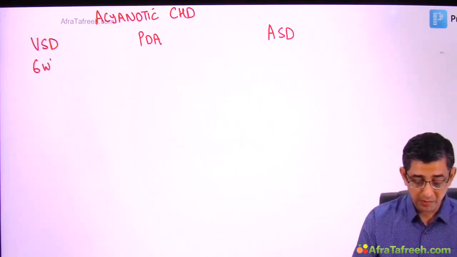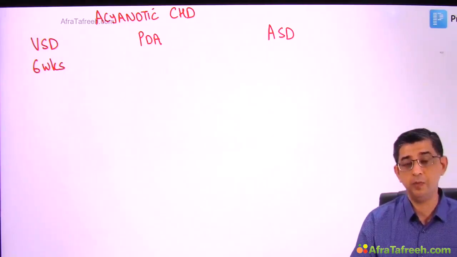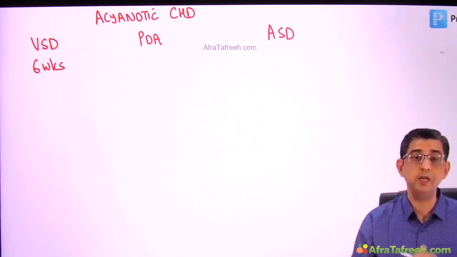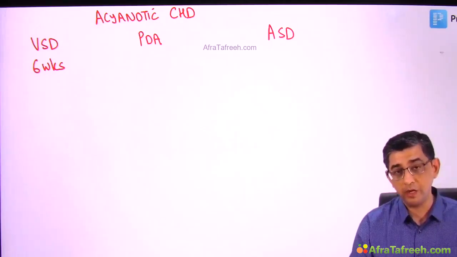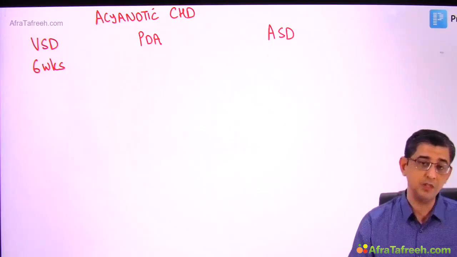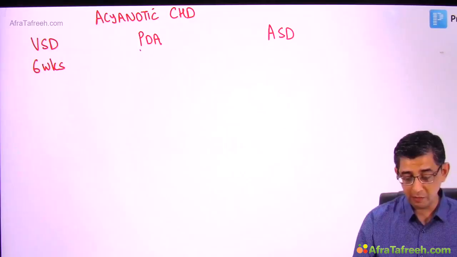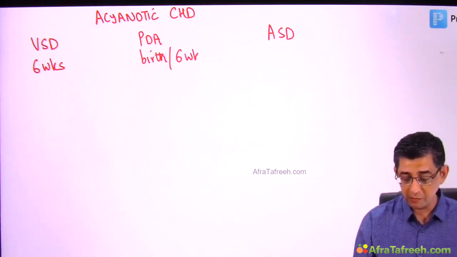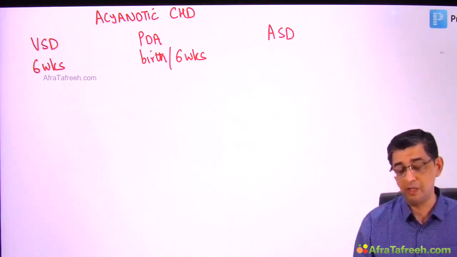VSD usually presents at 6 weeks of age. Why at 6 weeks of age? Because initially the pulmonary artery pressure is substantially high. So therefore the shunting is very limited. But as the child will grow, then the pulmonary artery pressure will reduce and therefore the shunt will become very obvious. Patent ductus arteriosus can become symptomatic even at birth in case of preterm babies. If it is a term baby, then the symptoms will come at 6 weeks again because of the resistance in the pulmonary circuit.